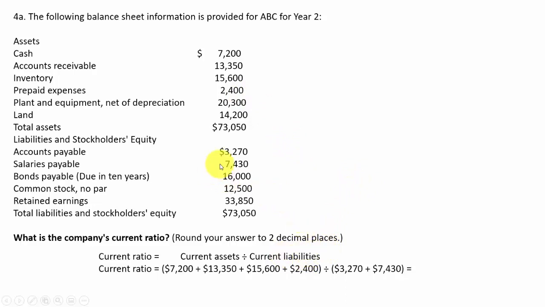Current liabilities in this problem would be accounts payable of $3,270 and $7,430 for salaries payable. And looks like current liabilities are going to be any kind of liability that is due and payable within 1 year or less. So when you add up the current assets and add up the current liabilities, you get $38,350 for current assets, and you get looks like $10,700 for current liabilities. So it looks like it's a 3.6 to 1 ratio. So this company looks like they can pay their bills on time, no problem.